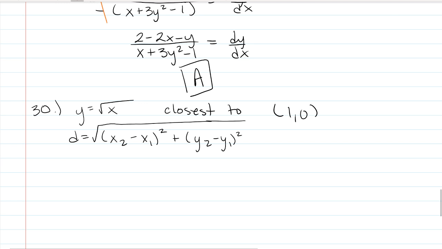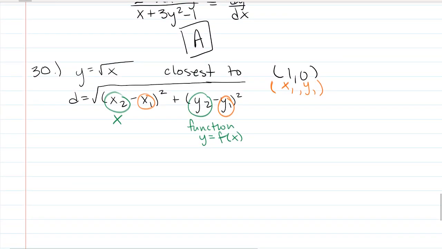Now, this is going to be our x1, y1. So x1 and y1 are going to be those. And then the x2 will just be x, and the y2 will be our function, or what y equals, or what f of x equals. Okay, so we're going to want to minimize this distance formula. So let's start off by plugging in all of our stuff.